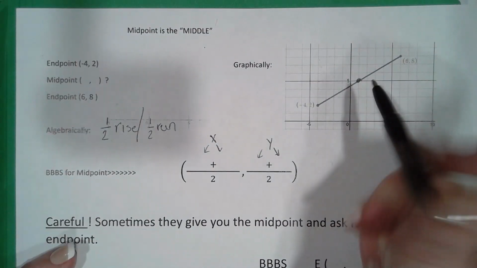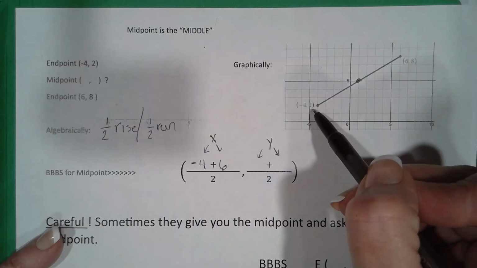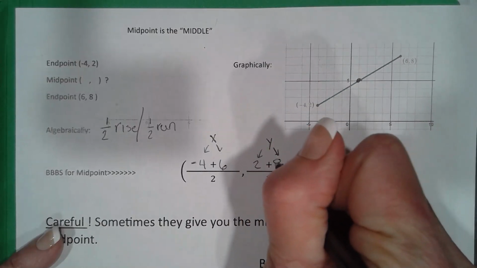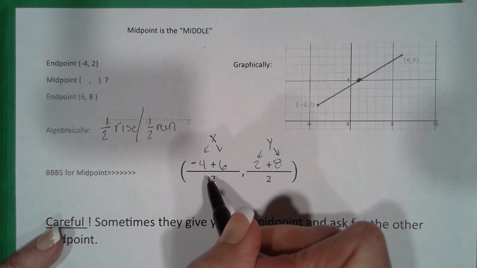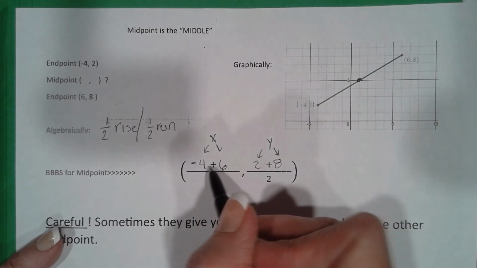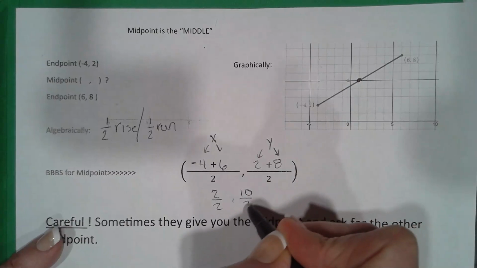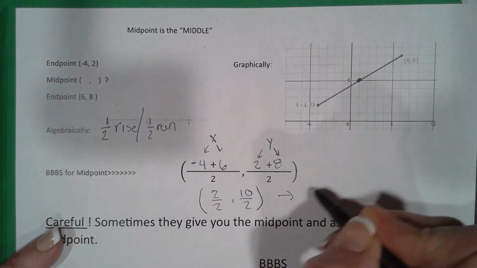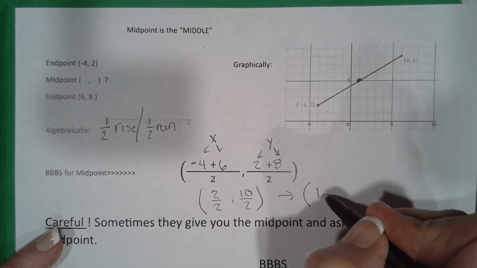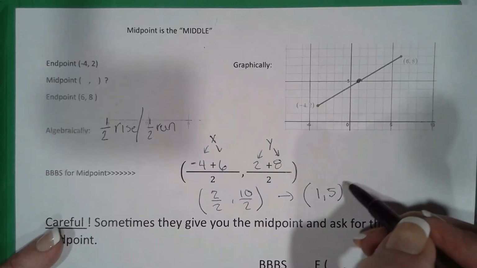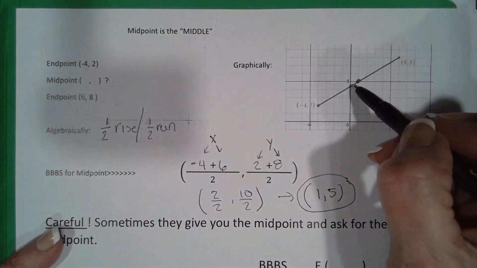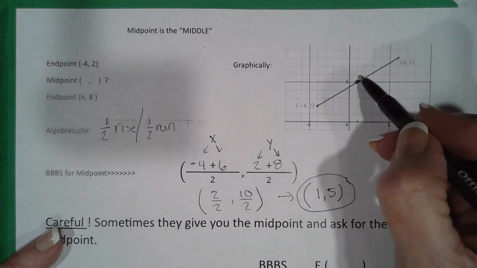Okay, so my x's are negative 4 and 6. So we're going to pop those in there. And then my y's are 8 and 2. Okay, and I add the top and I get 2. Add the top here and I get 10. And then all we have to do is simplify. 2 divided by 2 is 1, and 10 divided by 2 is 5. And notice, over 1 and up 5.